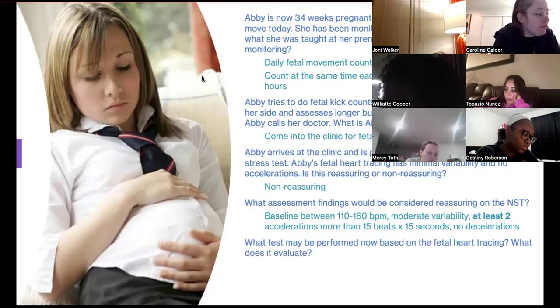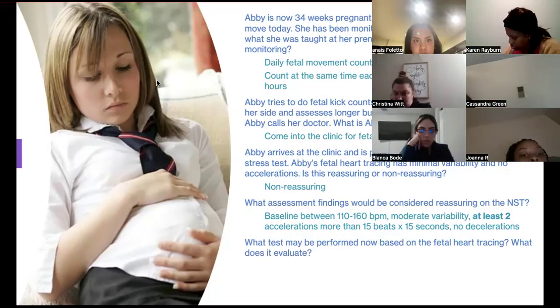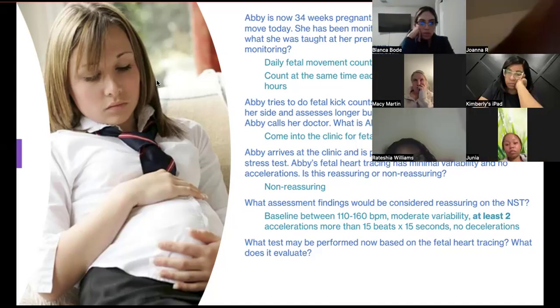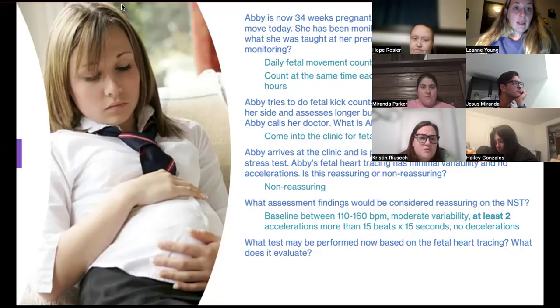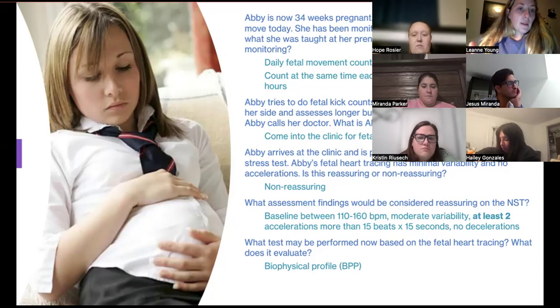What test may be performed now based on the fetal heart rate tracing? So you've had a non-reassuring NST. So what test are we going to do further? What else do you think we'll get? Would they then do an ultrasound? Yes, and in the ultrasound, what are we going to test specifically? It's kind of another exam that's done by ultrasound. We're going to get a BPP. So that's typically the order you see things done.